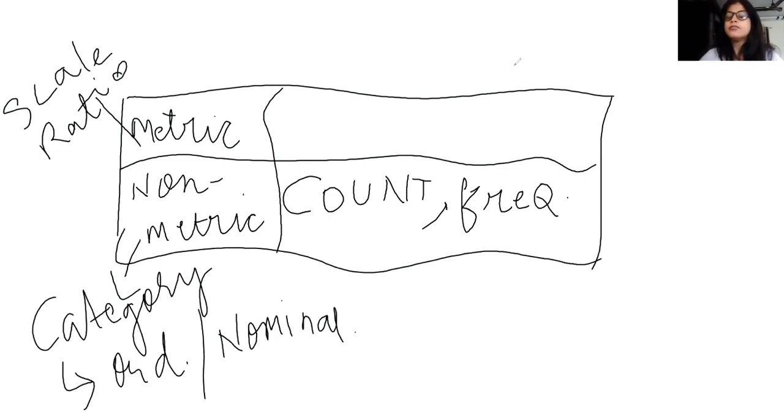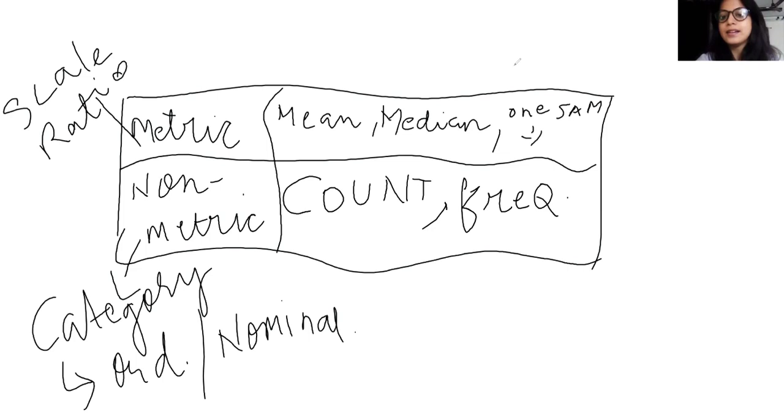If your objective is univariate and the level of measurement is a number, which is scale, there you will use mean, median, one sample t-test.